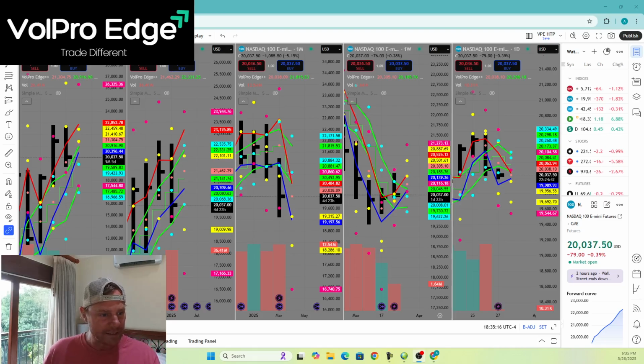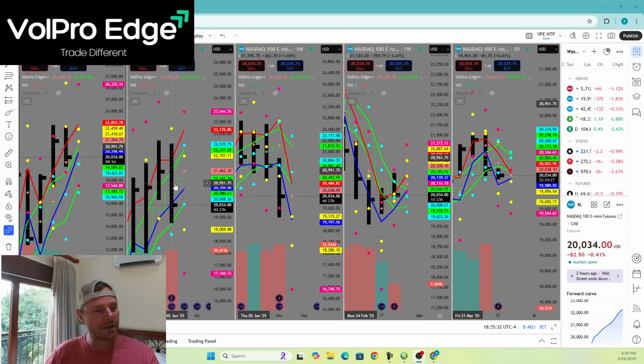All right, so here's a sneak peek at our Vol Pro Edge TradingView charts. They look pretty darn cool, if I say so myself. Hats off to my programmer. Thank you, my friend. Yeah, so you can see TradingView here. We got the yearly chart to the far left, quarterly here, monthly, weekly, daily.